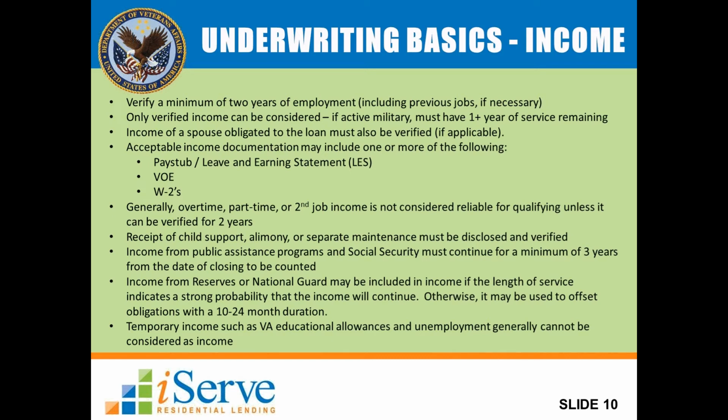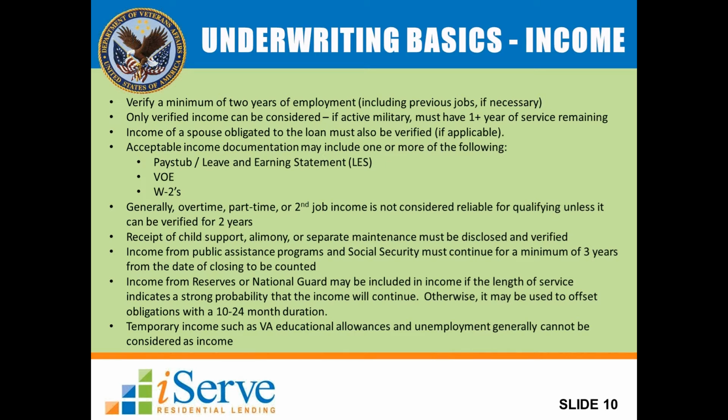If they get out of the military, 2 months have elapsed and they're 1099 or self-employed, yeah, it's going to be tough. We're going to have a 2-year history of that income. Only verified income can be considered. If they're active military, we want to make sure that they have at least 1 year of service remaining, because we want to know that that source of income is going to continue into the future. If we have a spouse on the loan, we're going to want to verify his or her income as well. I'm sorry, not trying to be sexist. His or her income.